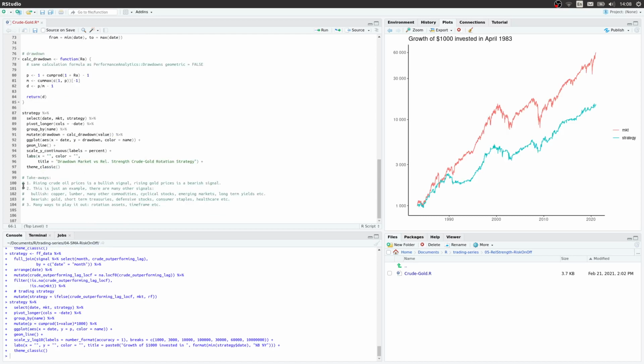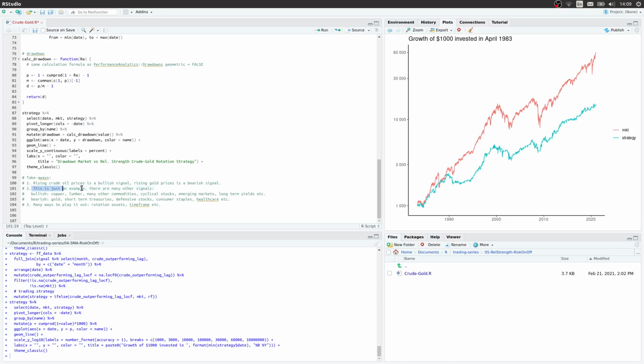What are the takeaways? Well, we find that rising crude oil prices are a bullish signal, while rising gold prices are a bearish signal, which kind of makes intuitive sense. When crude prices go up, you expect the economy to go up, which probably also means that the stock market is going up. Whereas if the gold price is going up, investors tend to be positioned in more defensive assets, and the stock market goes down.